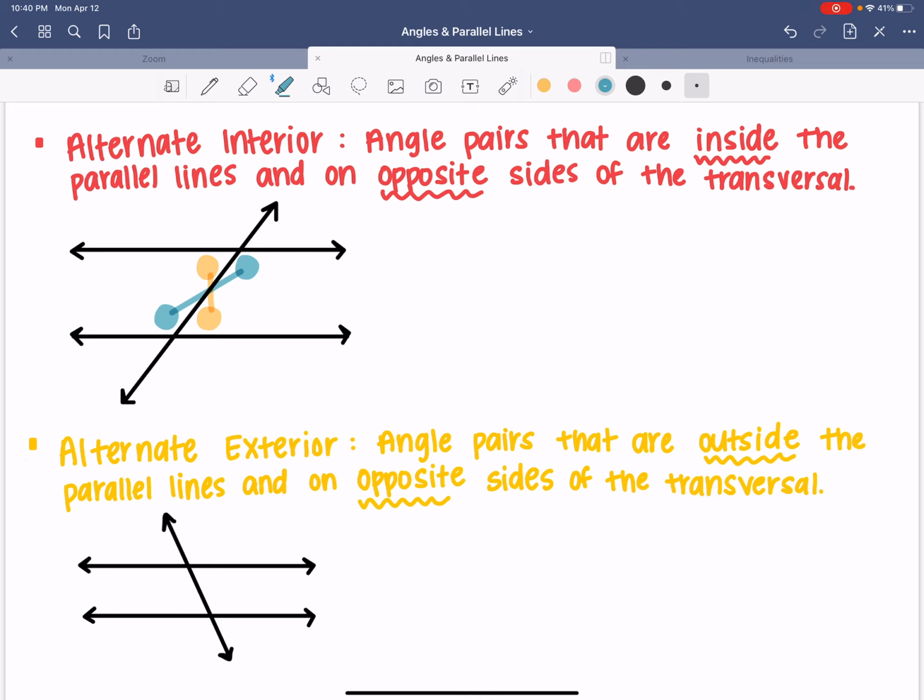Alternate exterior angles are on the outside of the parallel lines and opposite sides of the transversal. So if we have this angle, the alternate exterior to it would be down here. So that's an alternate exterior pair, as well as here and here.